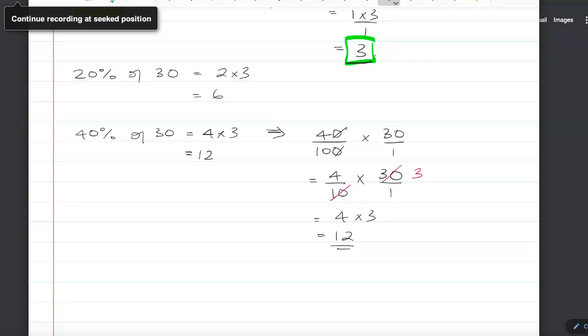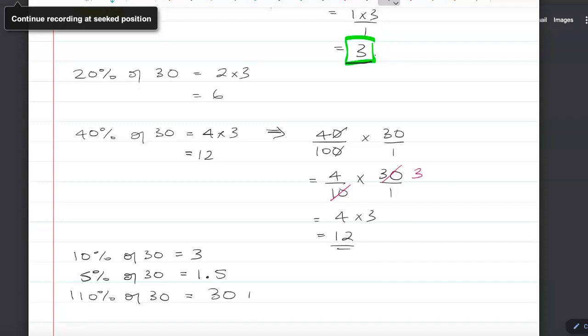What that also allows us to work out, because we know that 10% of 30 is 3, is that 5% of 30 is going to be 1.5, because it's going to be half of 3. If we wanted to find 110% of 30, which means we want 100% of it plus 10%, it's very easy to make it over 100%.